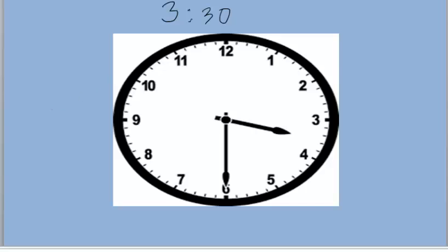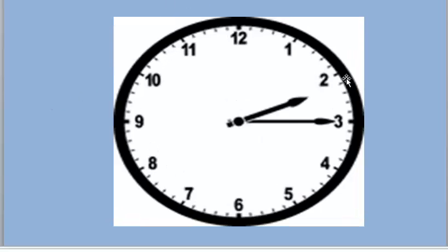Let's take a look at another example. Now, look at the hour hand. It's pointing towards 2. So we write this as 2. Now we will count the minute. Start from 1, 5, 10, 15. So the time here is 2:15.